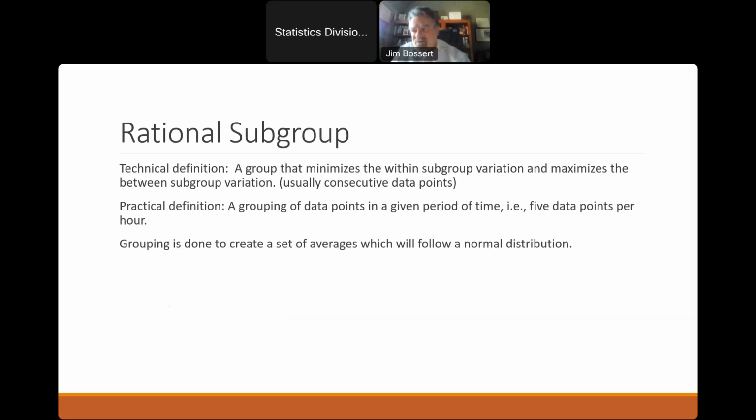But let's talk about a rational subgroup, because the challenge we have here is what is rational and what makes sense. To me, this is always one of the challenges when I'm trying to set up any kind of control chart: what should that subgroup be? How do I do it so that it allows me to see what is going on, but minimizes the variation?